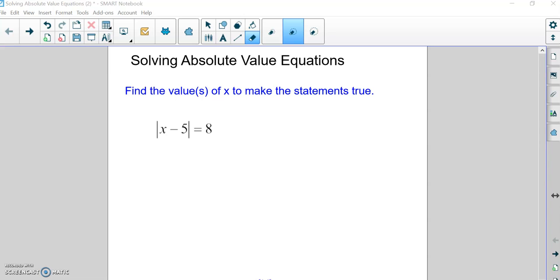Hello, today we're going to talk about solving absolute value equations, and so really any equations that include an absolute value. If we have the absolute value of x minus 5 is equal to 8, we want to find some values to make this statement true.